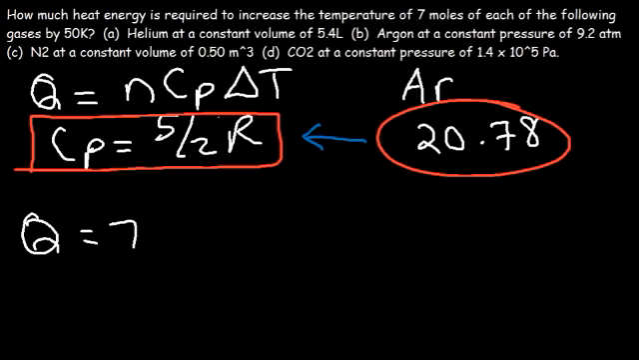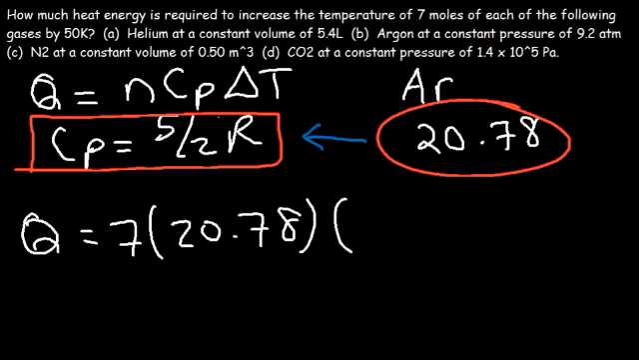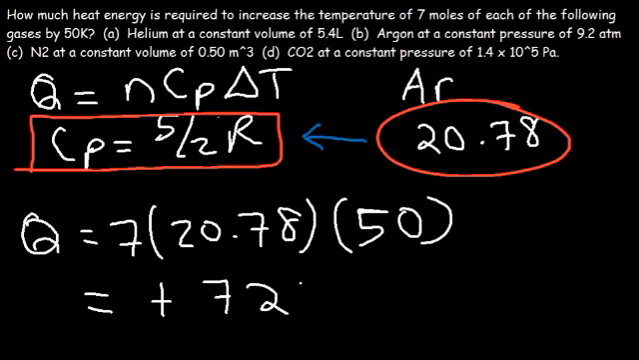So Q is going to be 7 times 20.78 times delta T, which is 50 Kelvin. So this is positive 7,273 joules.